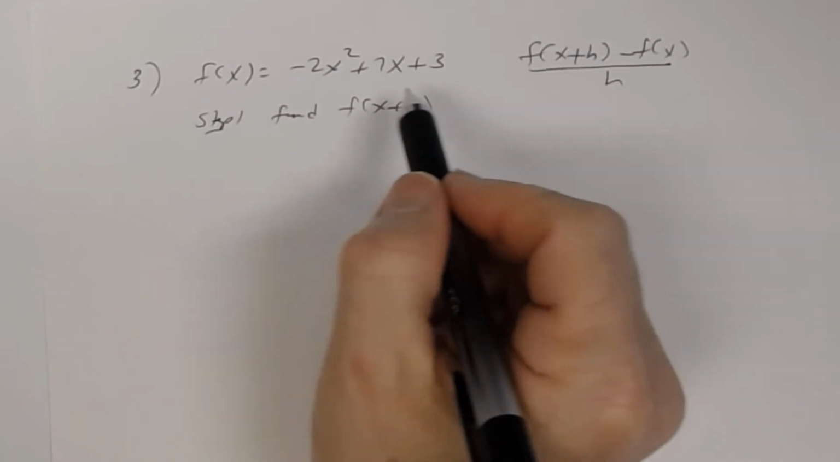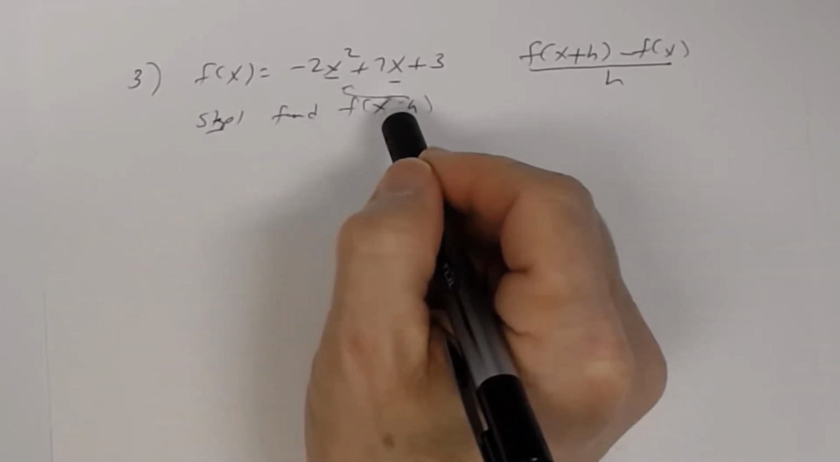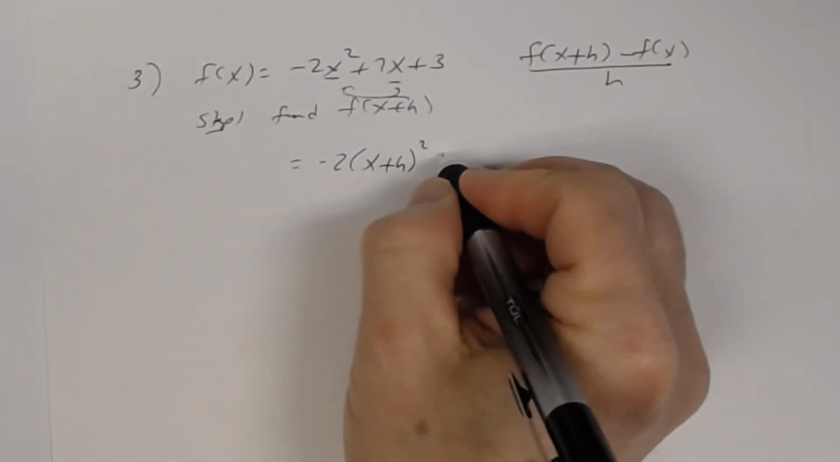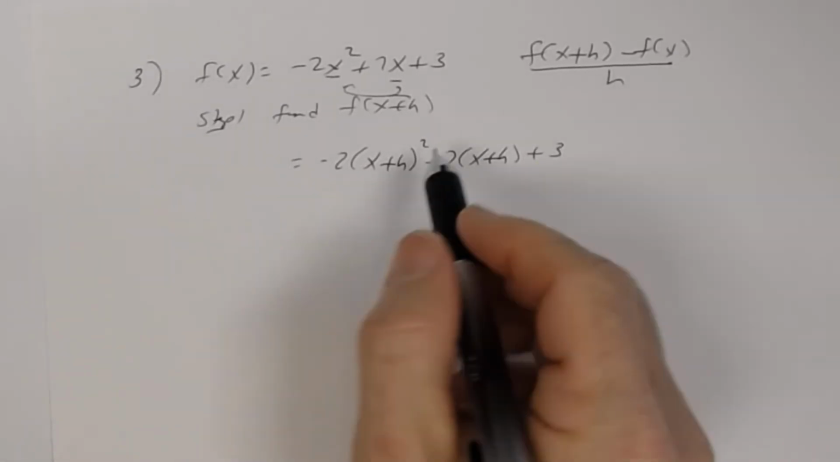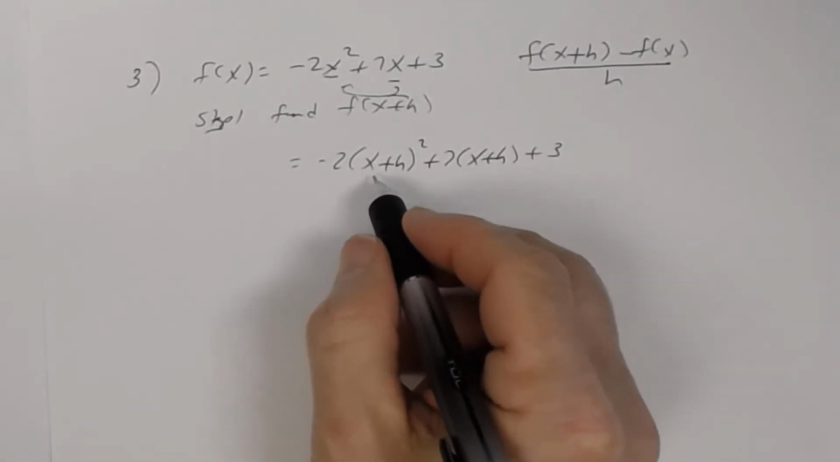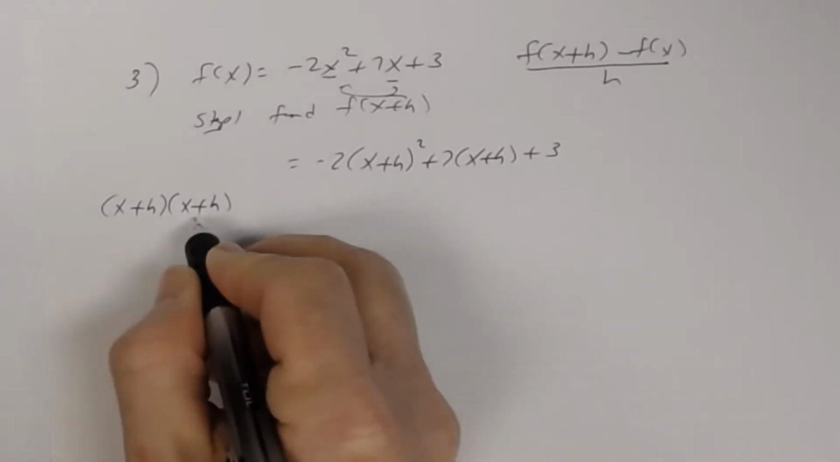And so that's this right here. So wherever you see the variable x, you're going to substitute x plus h, right? So we get negative 2 times x plus h squared plus 7 times x plus h, and then plus 3. And so now you're going to simplify this. So you know that x plus h squared is just like the previous one. It's going to be that trinomial.